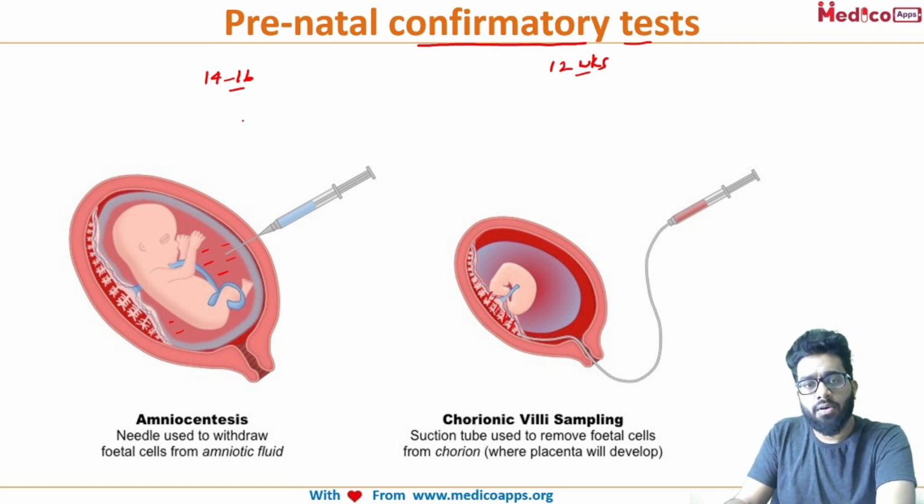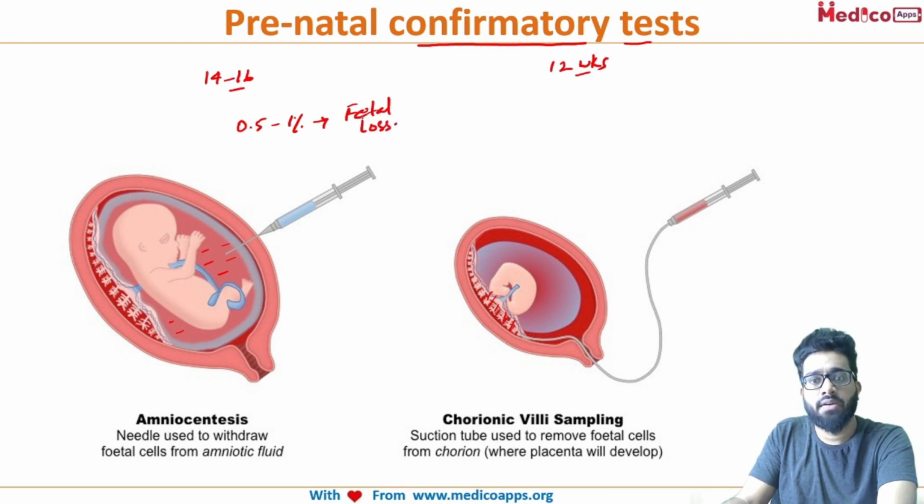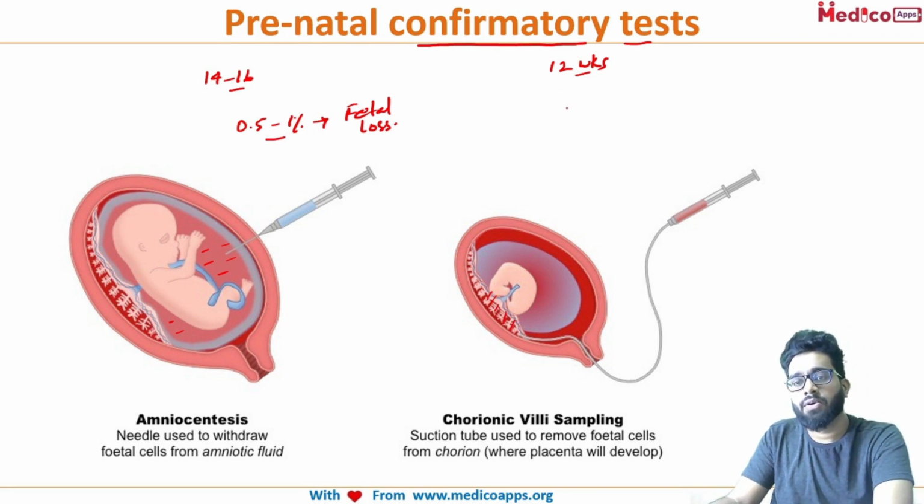Then what are the problems here? There is a slight chance of miscarriage which can happen with these procedures. With amniocentesis, the risk is very, very low, that is 0.5% to 1% of fetal loss. This must be counseled to the parents. This risk is always there, but the percentage is low. With chorionic villus sampling, the chance of fetal loss is around 2%.